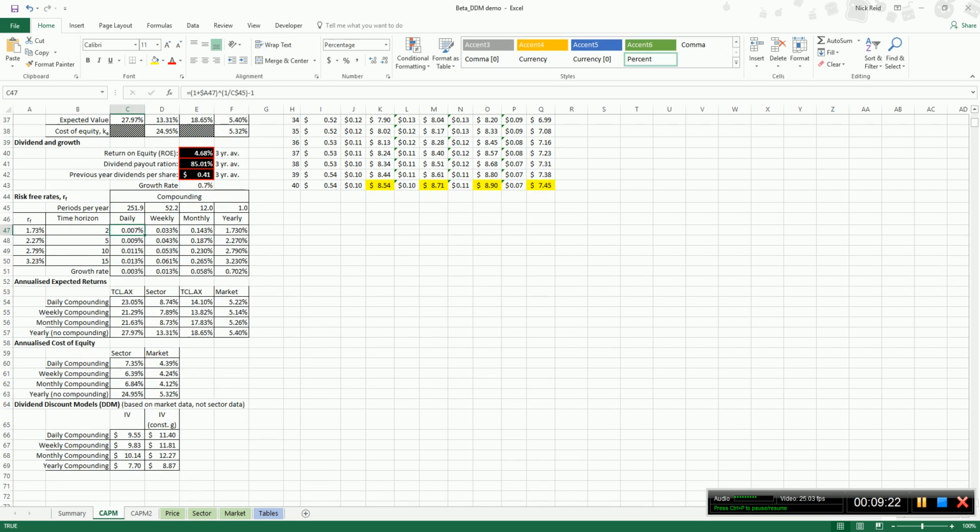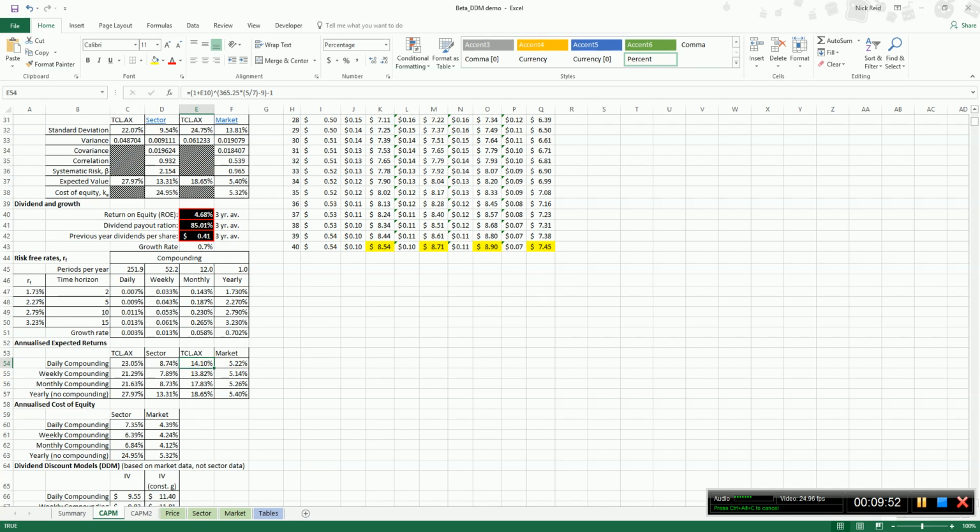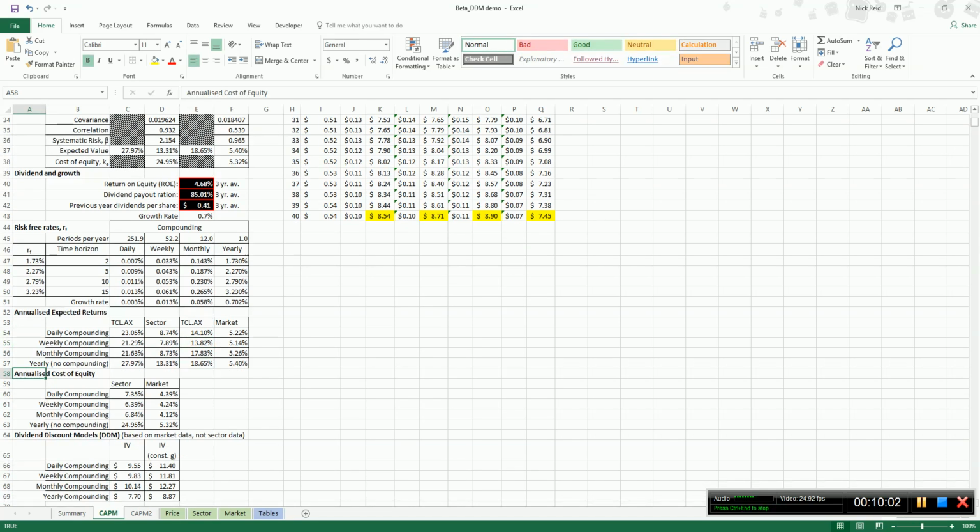Then further down we've got the annualized expected returns. So for Transurban, when it's compared with the market horizon, so the amount of time the market's been around for, the ASX 200, we would expect Transurban to return 14.1% per annum based on daily sample statistics, or daily holding period returns, and then comparably for weekly, and so on. This is just the annualized cost of equity.